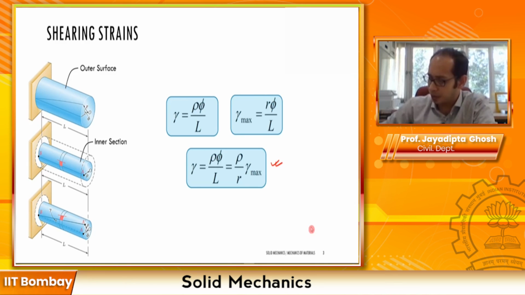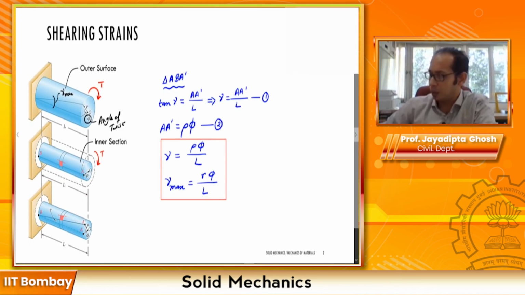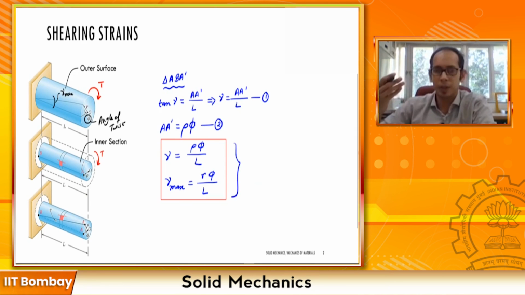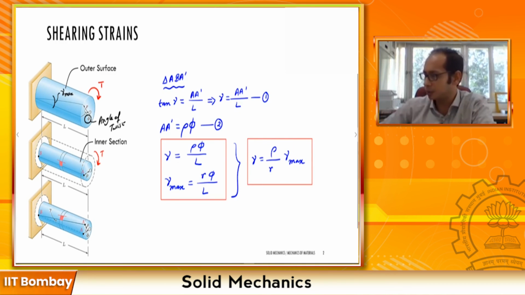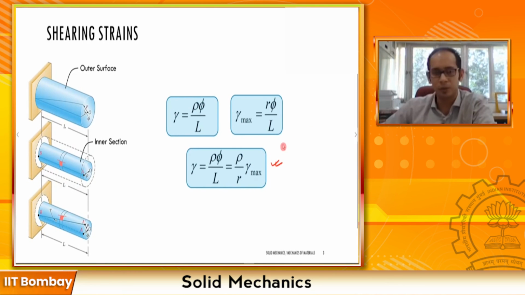Remember, in the previous page, let me go back and write out this last expression as well. We saw that gamma equals rho phi by L, and gamma max equals R phi by L. If you use these two relationships to establish a relationship between gamma and gamma max, and just divide these expressions, you get gamma equals rho divided by R times gamma max, right? So this is also a fundamental relationship. All three of these relationships are summarized in this slide.